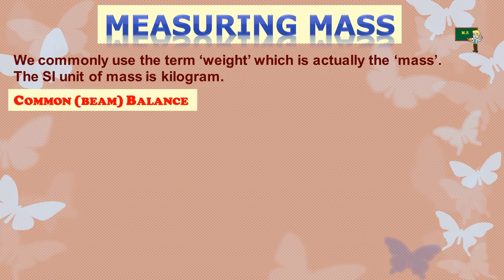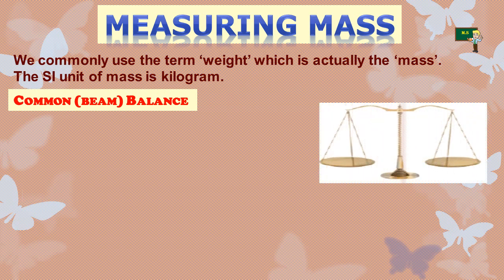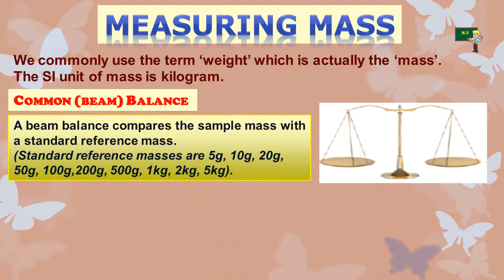First one, we are going to see the common beam balance. This is the common beam balance, which you can see in normal shops. This beam balance compares the sample mass with a standard reference mass. The standard reference masses used here are 5 gram, 10 gram, 20 gram, 50 gram, 100 gram, 200 gram, 500 gram, 1 kg, 2 kg and 5 kg.